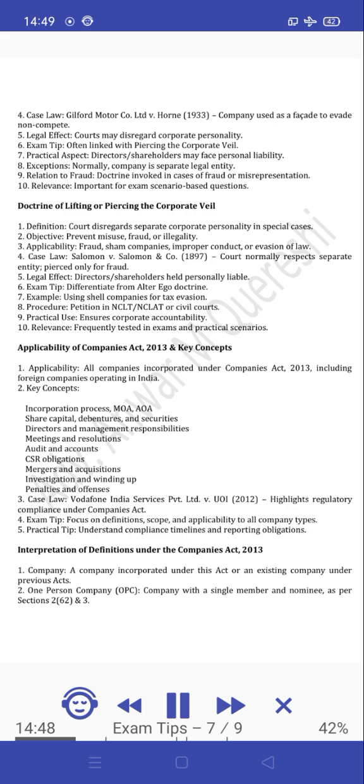7. Example. Using shell companies for tax evasion. 8. Procedure. Petition in NCLT, NCLAT or civil courts. 9. Practical use. Ensures corporate accountability. 10. Relevance. Frequently tested in exams and practical scenarios.